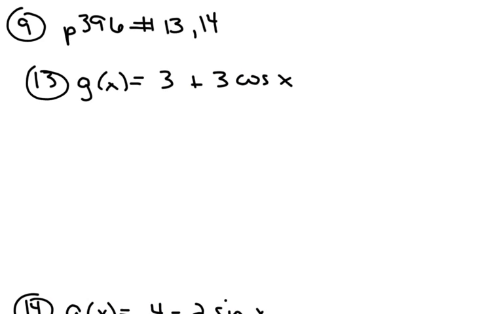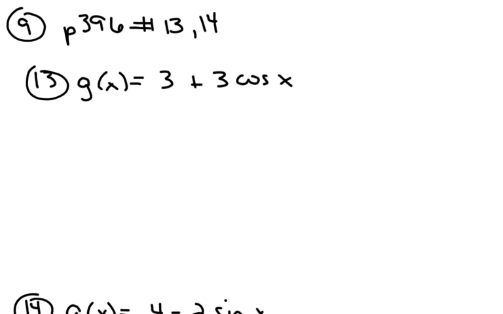Problem number 9 is from page 396, number 13 and 14. One of the things I'm going to ask you to do on the test is to graph one period of a sine and or cosine function. I will not be asking you to graph tangent, secant, cosecant, or cotangent.